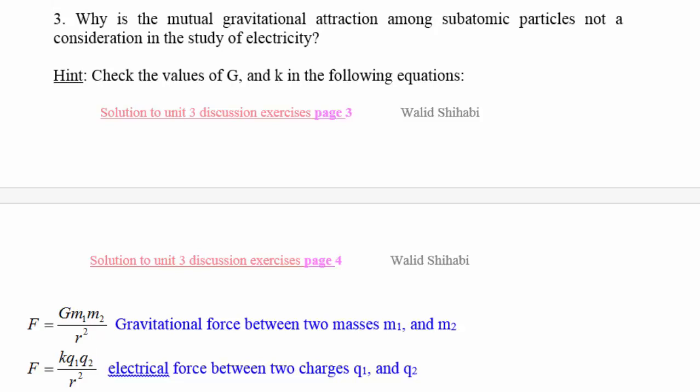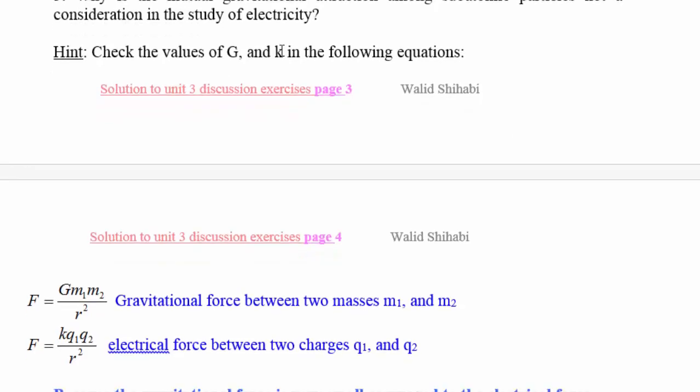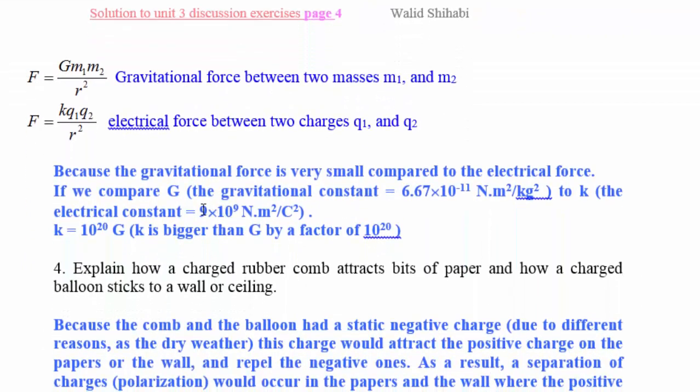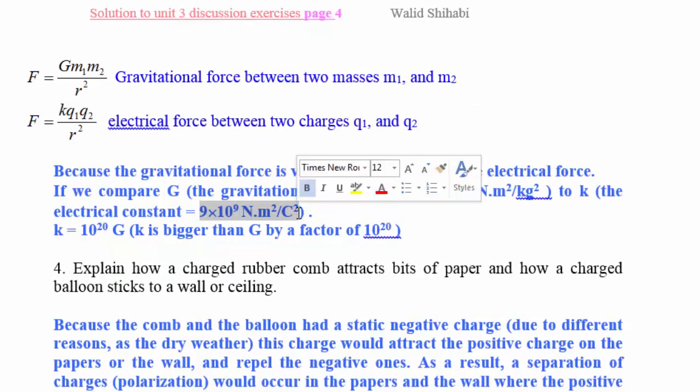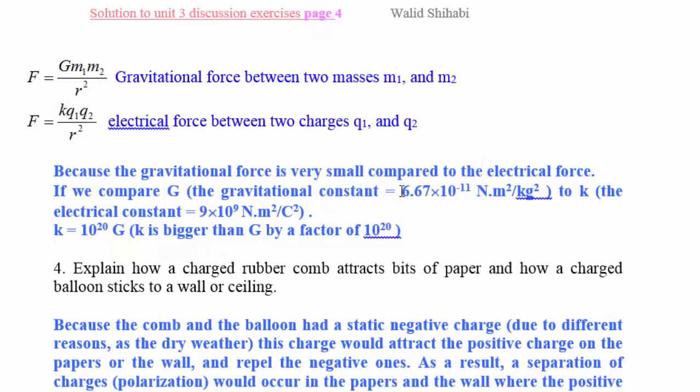In question number 3, we are asked about the reason gravity is not considered when we study subatomic particles. The reason basically is the difference between the force of electricity and the force of gravity. The force of electricity is a very strong force due to the constant k. k is a big value, it's 9 times 10 to the power 9 newton meter squared over coulomb squared, while the constant of gravity is very small. G is 6.67 times 10 to the negative 11 newton meter squared over kilogram squared.